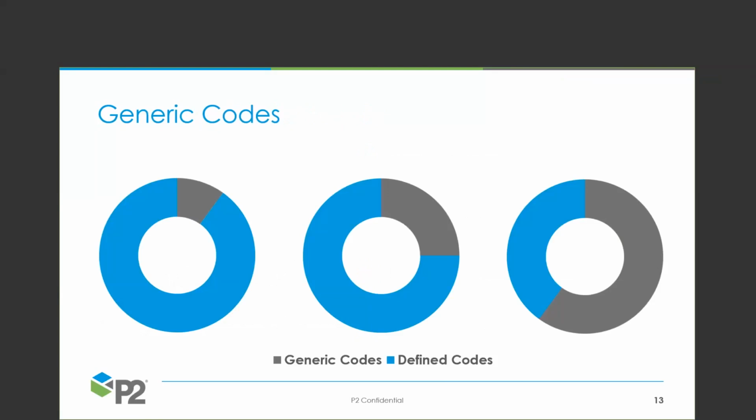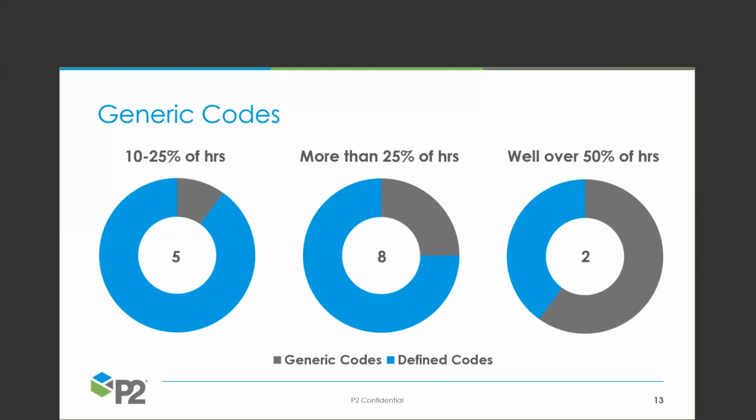Drilling down into those generic codes, we found that generally it's hard to perform analysis on downtime that's recorded against those generic codes, and that became more evident when we looked closer. So 5 companies had between 10 and 25% of their downtime recorded against those generic codes. 8 companies had more than 25% of their downtime against them. And 2 companies had well over 50% of their downtime recorded against generics. So that means that for those companies, the only way to accurately dig deeper into downtime is to spend time looking through hundreds or even thousands of comments to try and work out what happened with these downtime events.